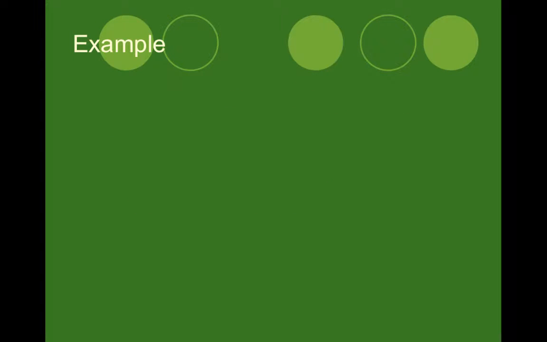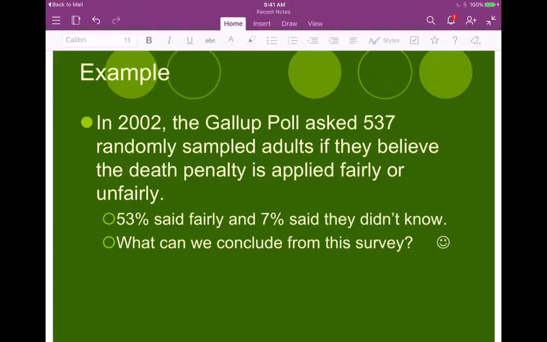Like right now, our first example. In 2002, the Gallup poll asked 537 randomly sampled adults if they believe the death penalty is applied fairly or unfairly. From this poll, 53% said fairly and 7% said that they did not know. So we want to know, what can we conclude from this survey?